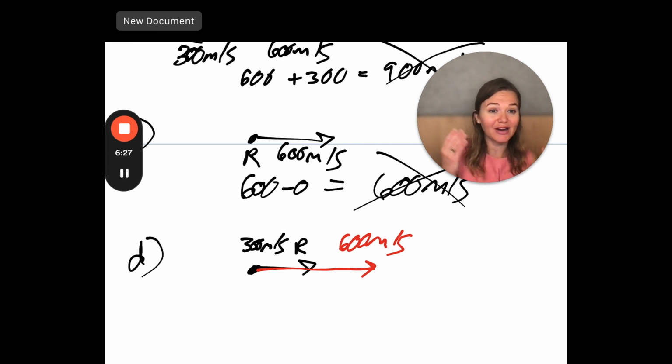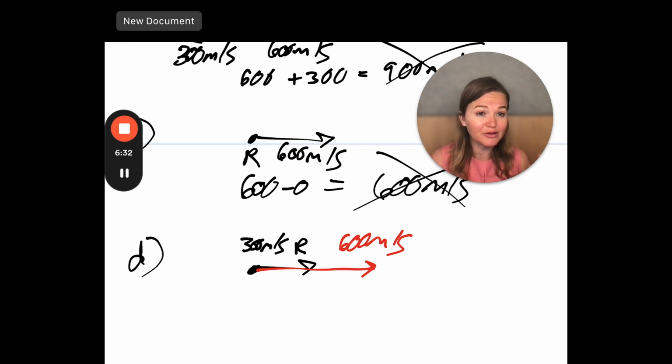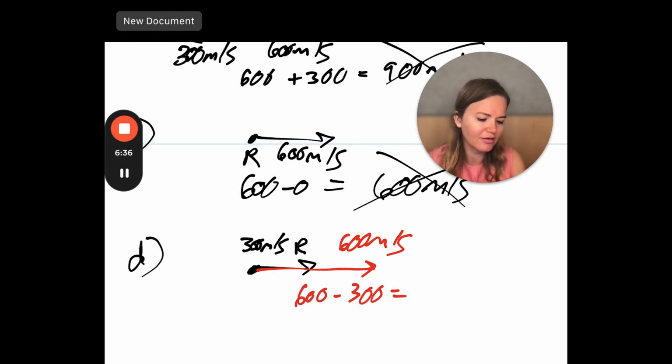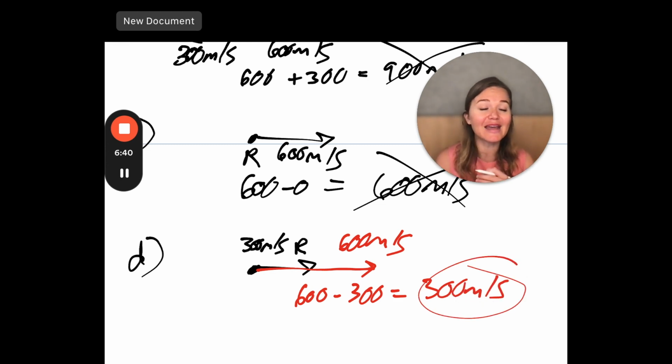Again, in the same direction as the receiver in this case, unlike all the other cases. So how much is our relative motion between these two? Well, it would just be 600 minus 300, which gives me 300 meters per second, which is exactly what we're looking for, right? So the answer choice here is going to be D.